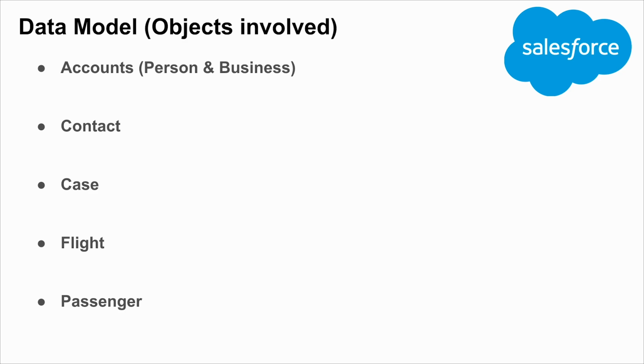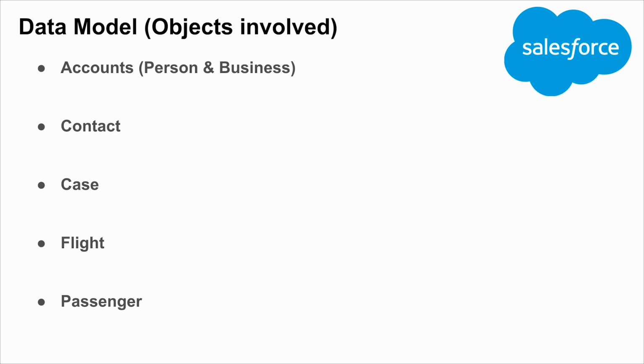Here, there can be two types of accounts. One is a person account, which stores information about an individual customer who is going to use my flight for travel from one place to another. And there may be a business account, where companies are registered with my airlines to book tickets in bulk or for business purposes. Next comes the contact object, as we want to store the contact details about an individual or a person who is the point of contact for the business.